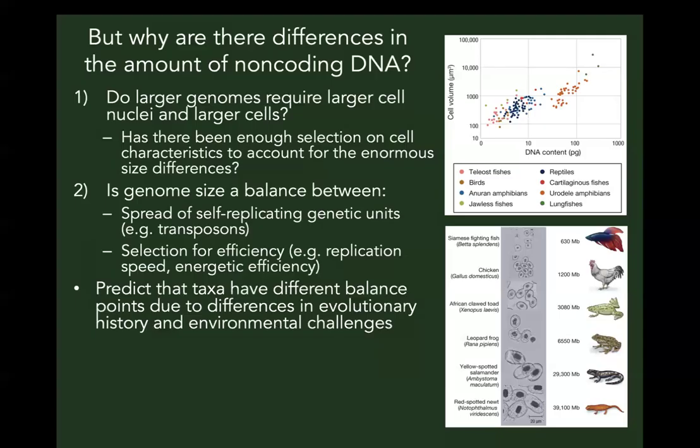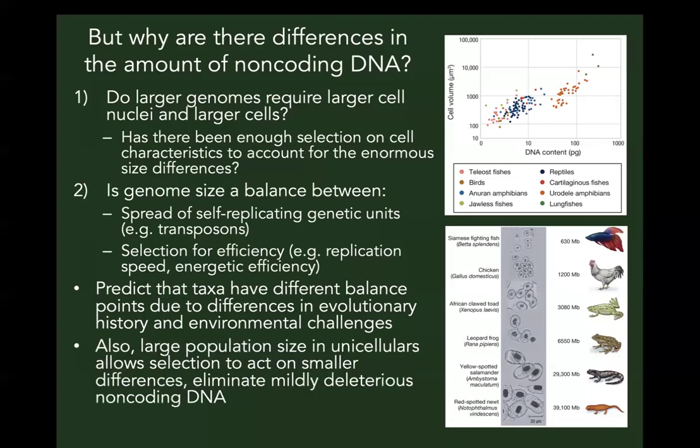And the solution that different taxa may come to may be different because different taxa have different evolutionary history and different environmental challenges. And so maybe the optimal solution for the newt is not the same as the optimal solution for the lungfish.